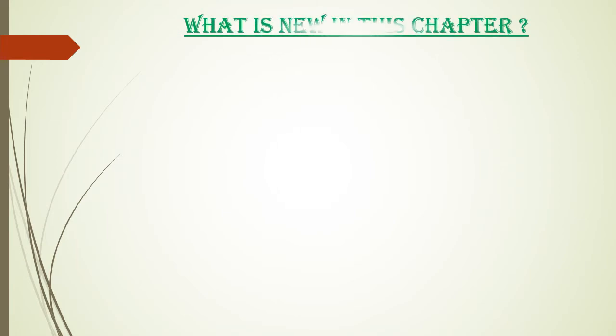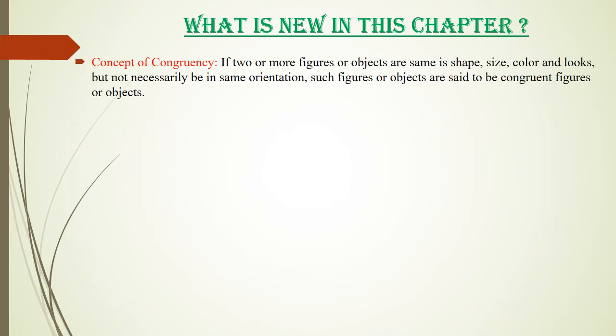We have studied the triangles chapter in your previous classes. Now let us understand what is the new thing that we are going to study in this chapter. If I briefly explain what you have studied in previous classes, we have studied the concept of congruency. Congruency is nothing but, if two or more figures or objects are the same in shape and size, color and looks, but not necessarily in the same orientation, such figures or objects are said to be congruent figures or congruent objects.